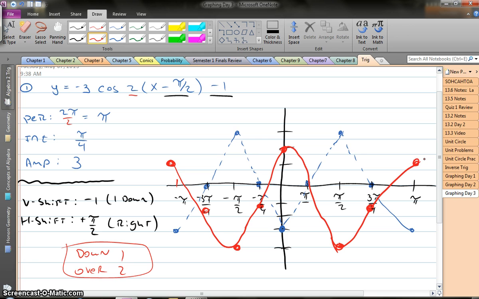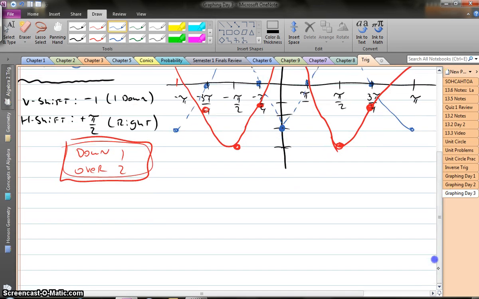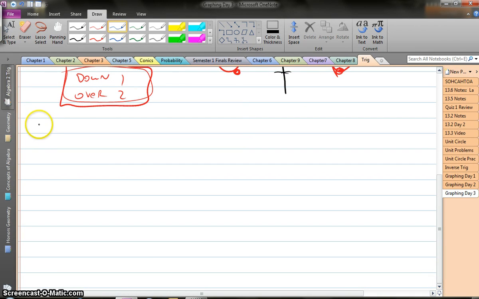So now we're just combining what we've done. We did vertical shifts, we did horizontal shifts, now we're putting it all together into one problem. So now you're going down and over instead of just one or the other. That's it. All right, let's try one more. Now this one, I'm going to show you a more difficult situation here.